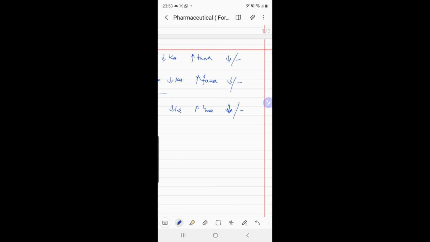So we can say that the absorption is affected by the excipients, the formulation related factors. In case of disintegration, as a formulation related factor, there may be slow disintegration, which causes delay in drug absorption, slow drug absorption.